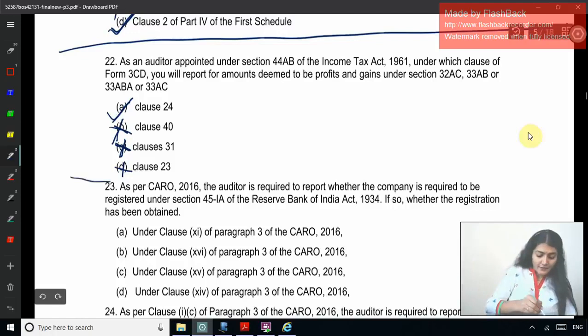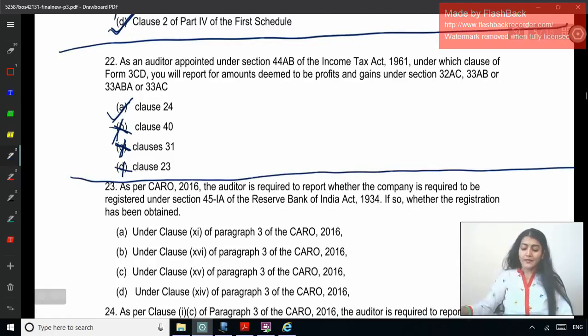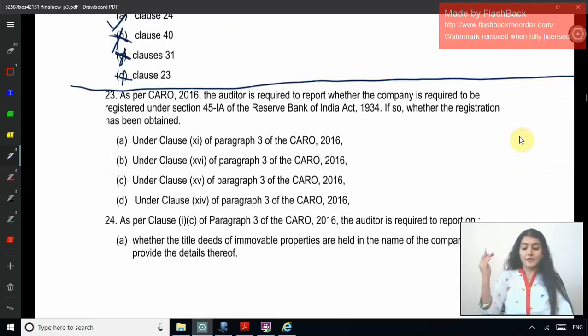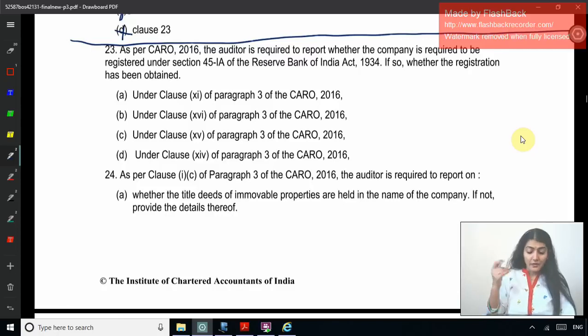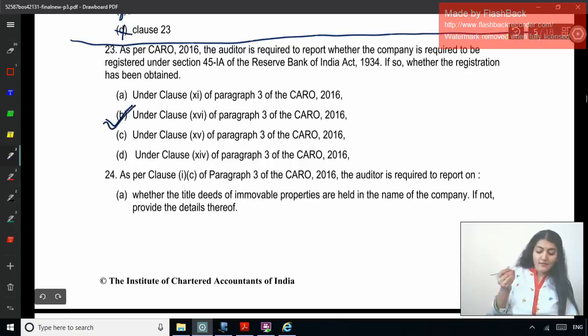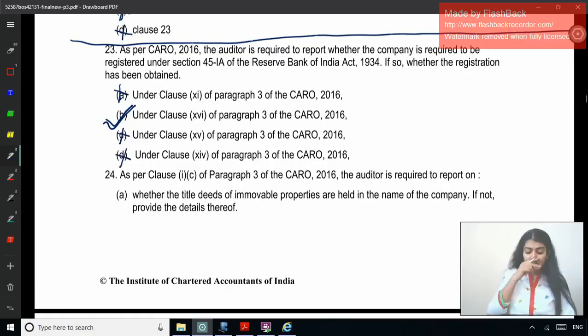Okay. Next one, as per CARO, the auditor is required to report whether the company is required to be registered under section 45IA of the RBI Act, and if so, whether the registration has been obtained. Right, so 45IA of the RBI Act is whether certificate of registration has been obtained. This is the last clause in CARO. There are 16 clauses in CARO. So is it clause 11, clause 16, clause 15 or 14? This is the last clause, so this is clause 16 of CARO. Right, 11 is regarding the managerial remuneration. 15 is regarding the non-cash transactions and 14 is regarding the preferential allotment. Right, so which is the correct option over there?